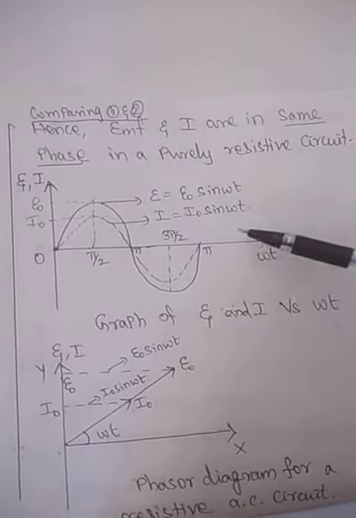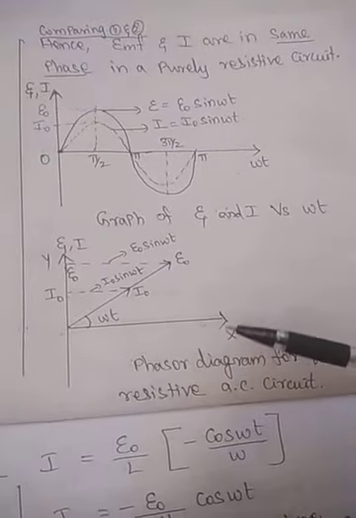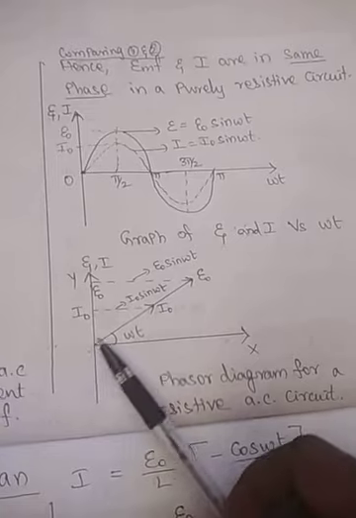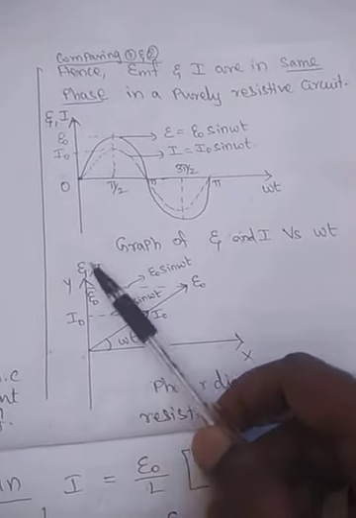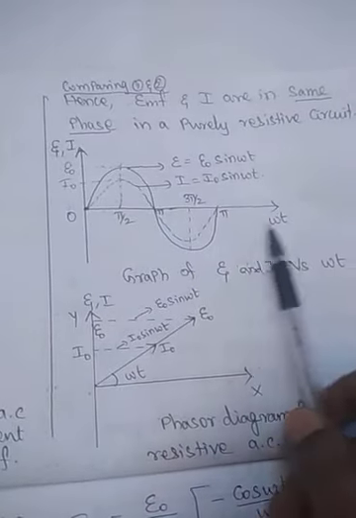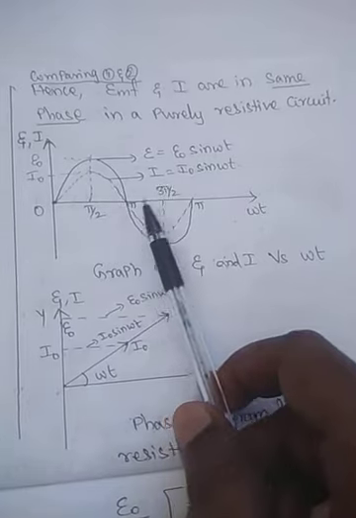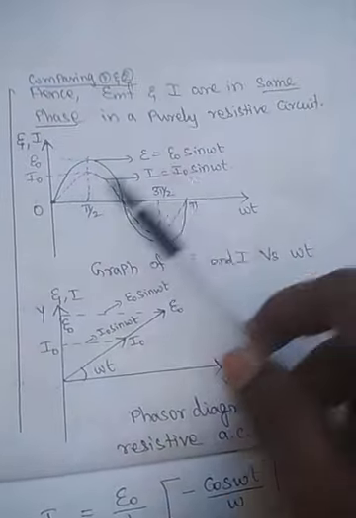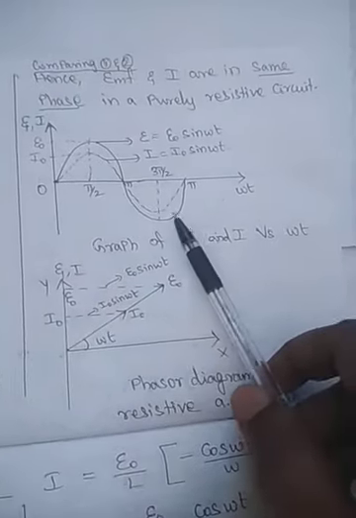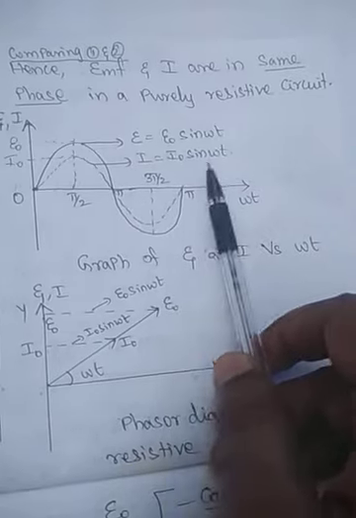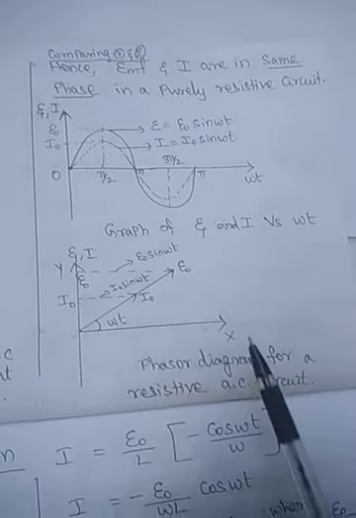This will be represented in the phasor diagram very clearly. So this is the x-axis, y-axis. In this y-axis it will represent the EMF and current, and the x-axis is the angle theta: 0 degree, 90 degree, 180 degree, 270 degree and 360 degree. So the continuous line shows the alternating EMF and the dotted line shows the alternating current flowing through the resistor.